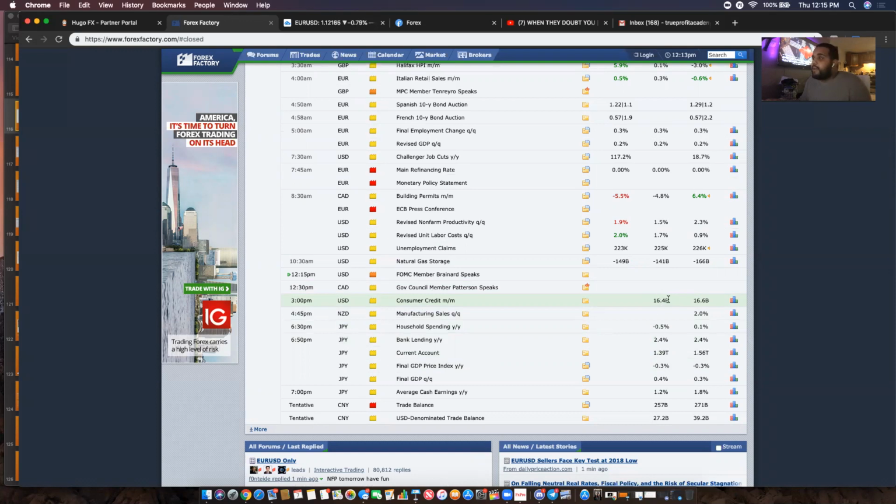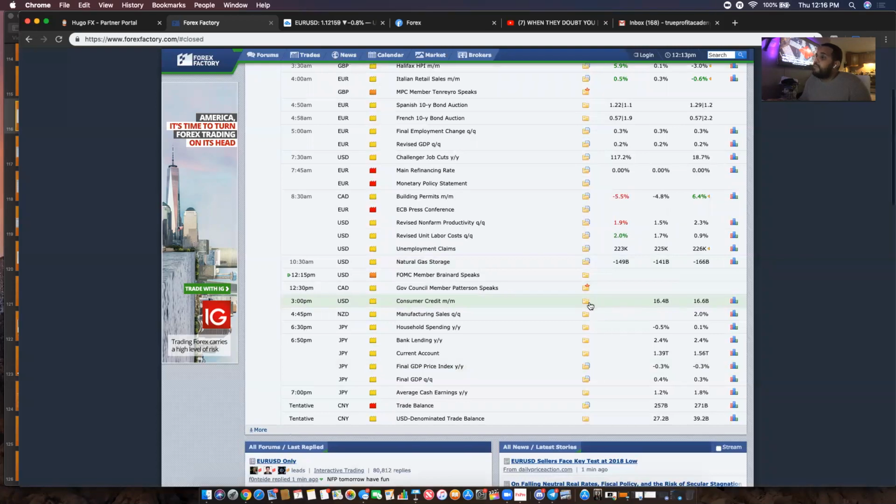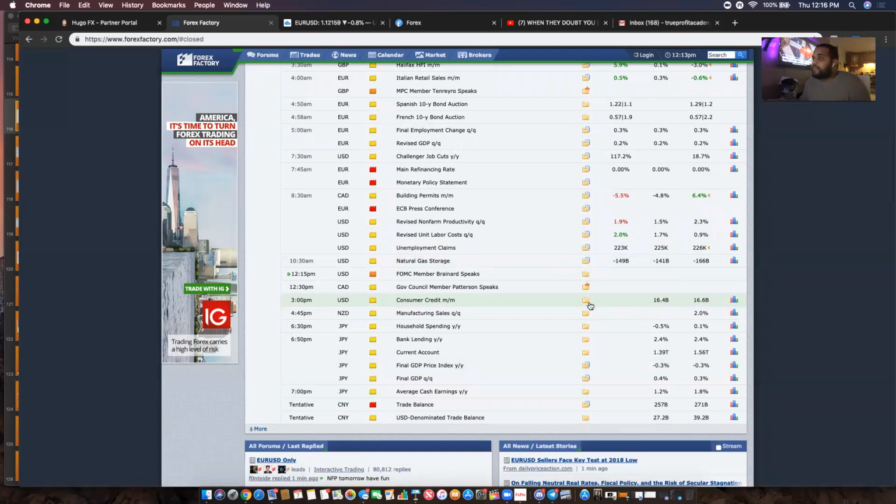When this news event comes out at 3 p.m., if the actual number is below the forecasted number, then we can see some bears kick into the US dollar. If the number comes out higher, then we can see the bulls kick in. Now, because this is a low impact news event, we're not going to see a strong push in the market, as opposed to if it was a high impact news event, right?